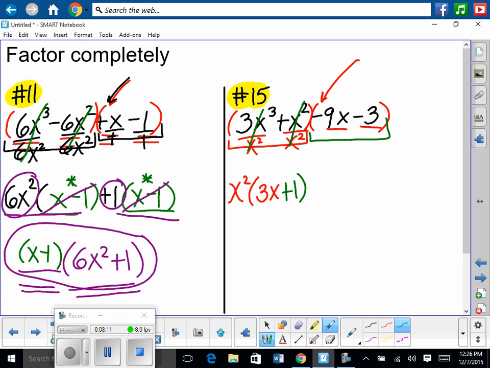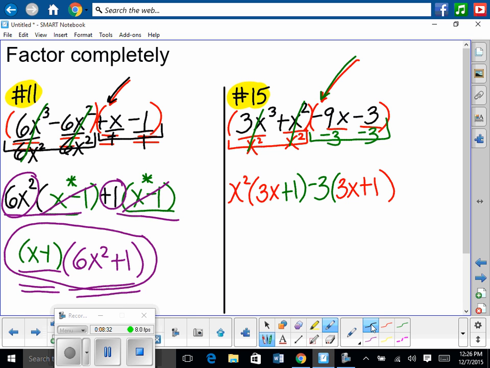Now in this group, what's the greatest thing in common? Well, we're going to pull out a 3, and because of that negative, we pull out a negative with it. So we pull out negative 3. So you'll divide each term by negative 3 to see what you have left. Negative 9x divided by negative 3 is positive 3x. And then negative 3 divided by negative 3 is positive 1.